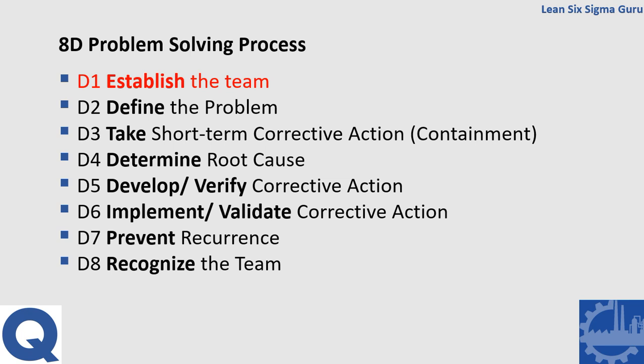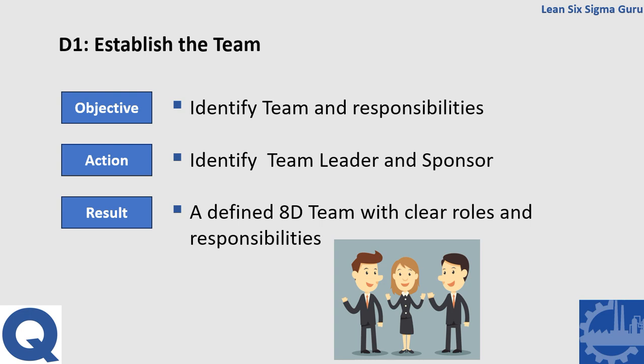When we establish the team, we have a clear objective. That objective is to identify the team and the responsibilities of that team. The action is to identify the team leader and the sponsor, and the result is a well-defined cross-functional 8D team with clear roles and responsibilities.